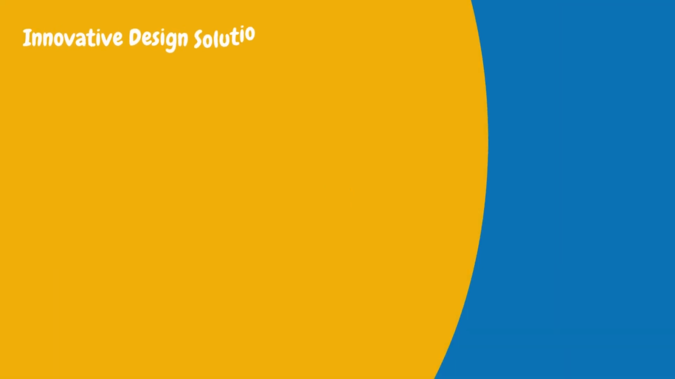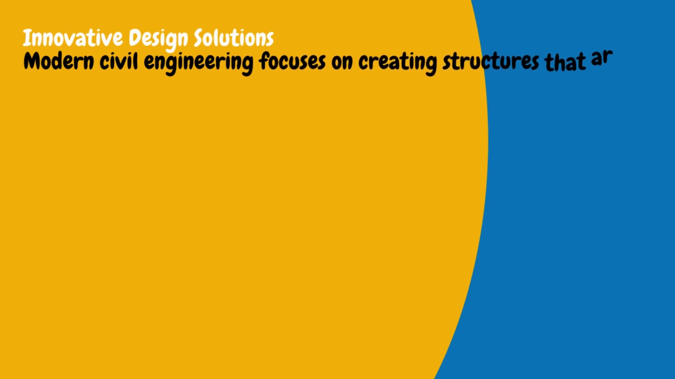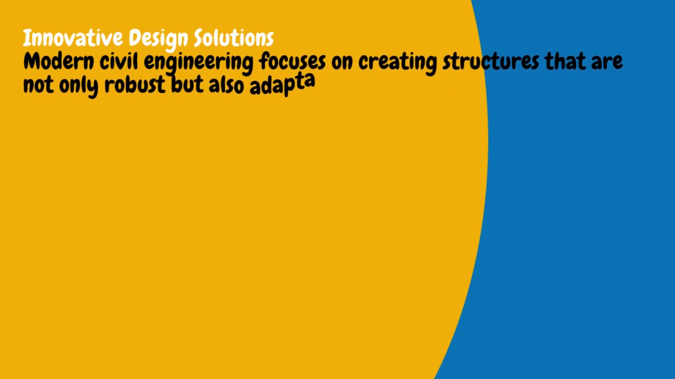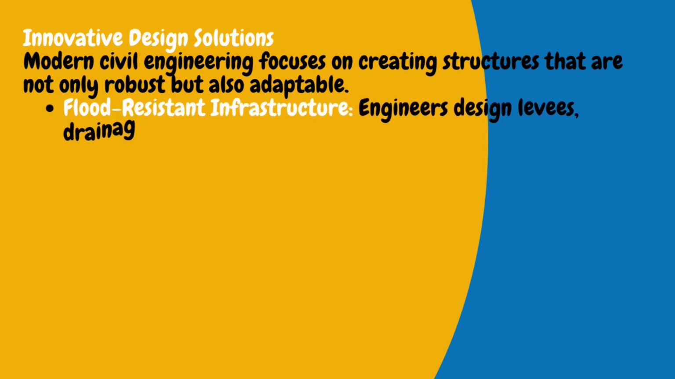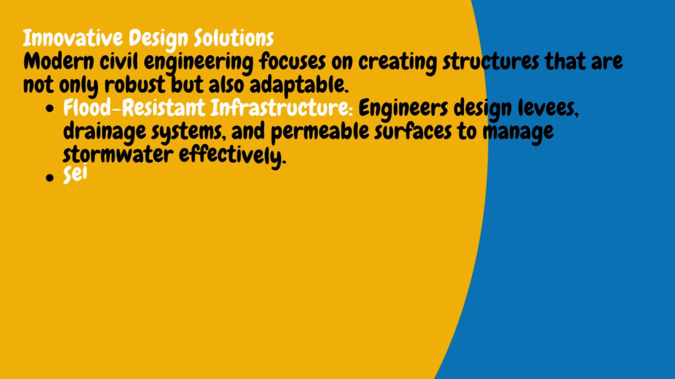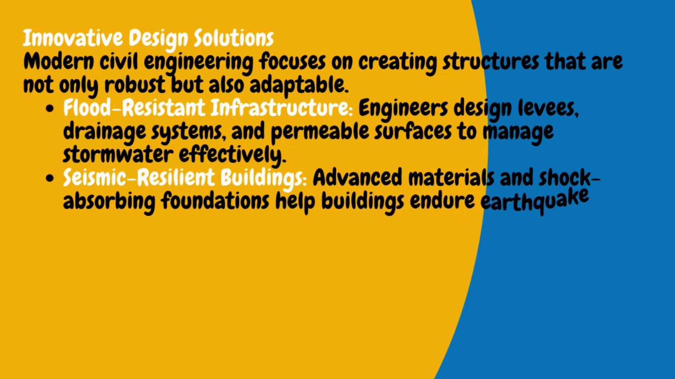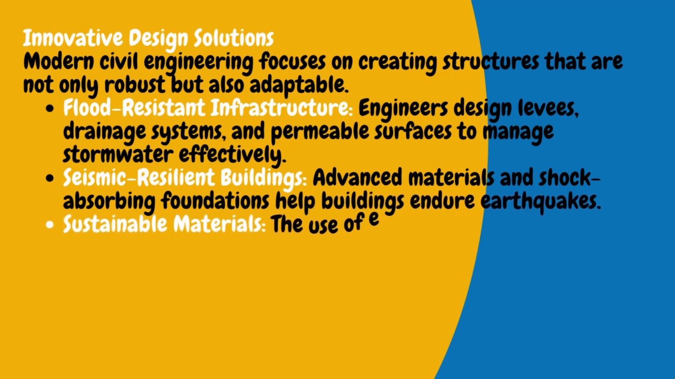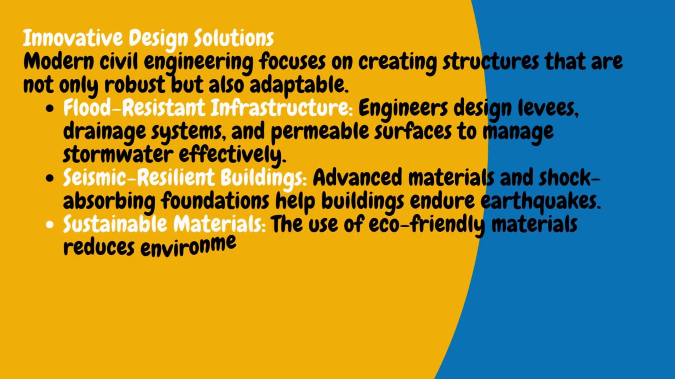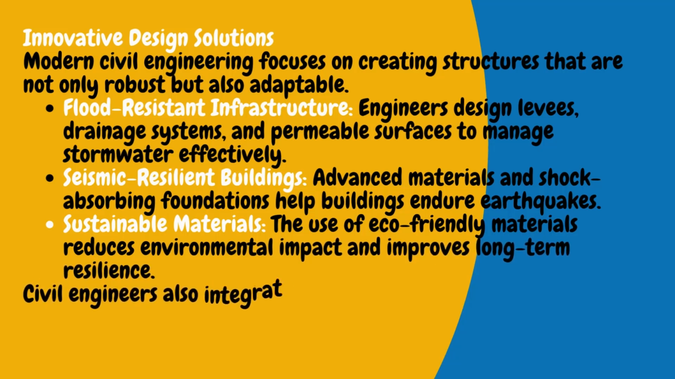Innovative design solutions. Modern civil engineering focuses on creating structures that are not only robust, but also adaptable. Flood-resistant infrastructure: engineers design levees, drainage systems, and permeable surfaces to manage stormwater effectively. Seismic-resilient buildings: advanced materials and shock-absorbing foundations help buildings endure earthquakes. Sustainable materials: the use of eco-friendly materials reduces environmental impact and improves long-term resilience.